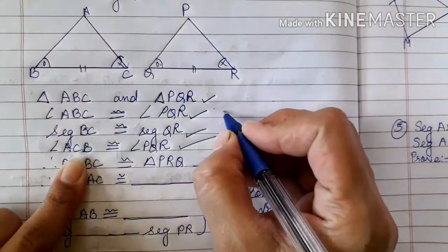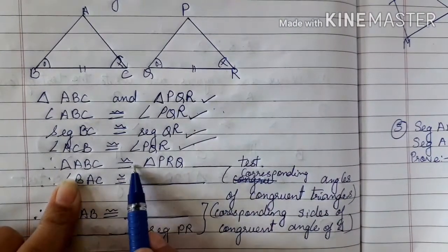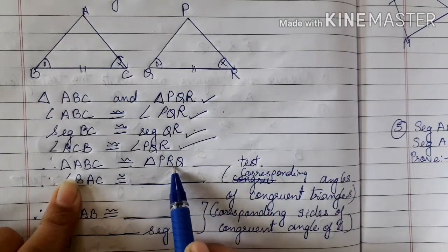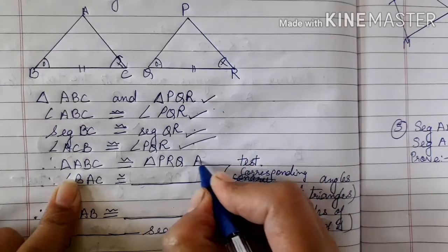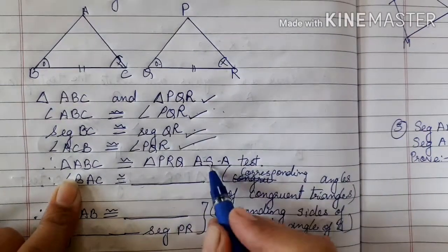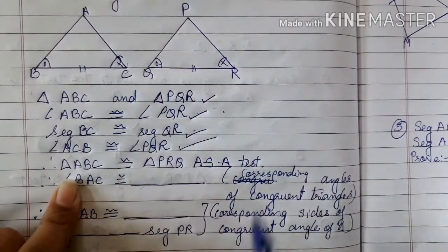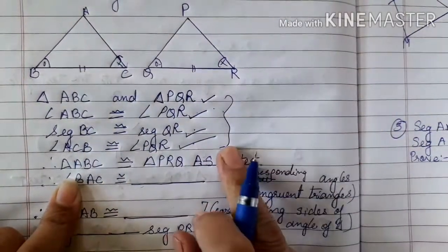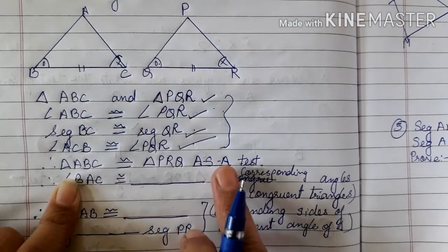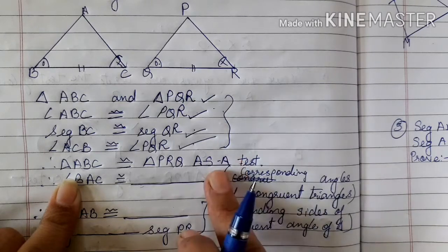So over here we got angle, side, angle. Therefore this triangle is congruent by which test? ASA test. Angle, side, angle test. Got it? These are the steps that you all have to write in order to find whether the triangles are congruent or no, and if they are congruent, then by which test.